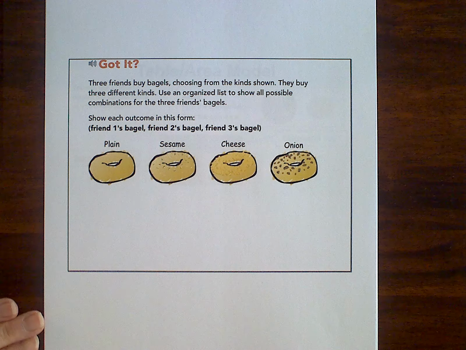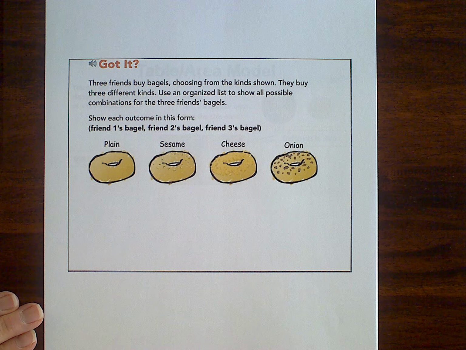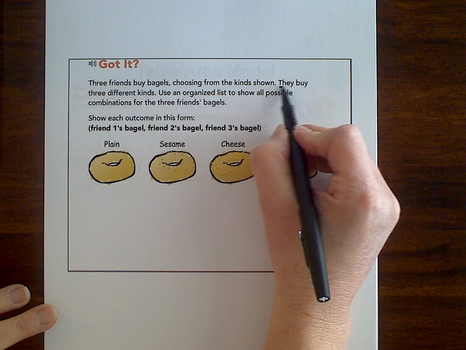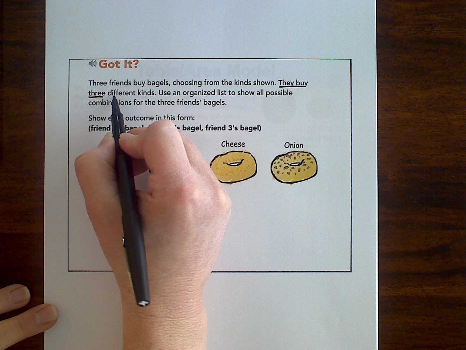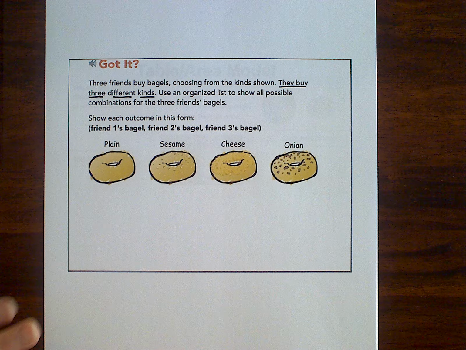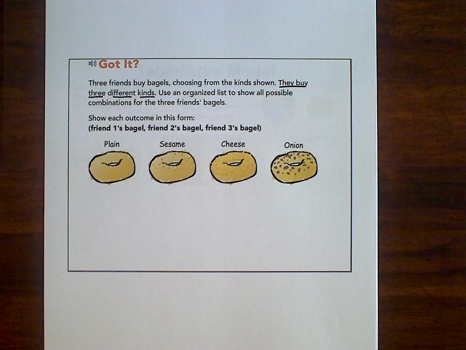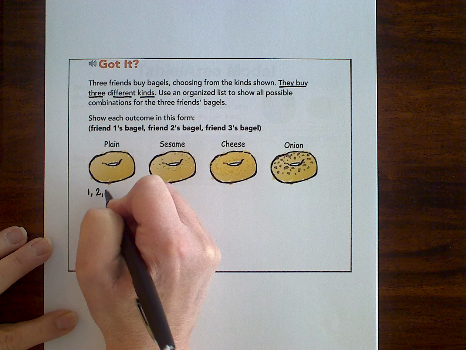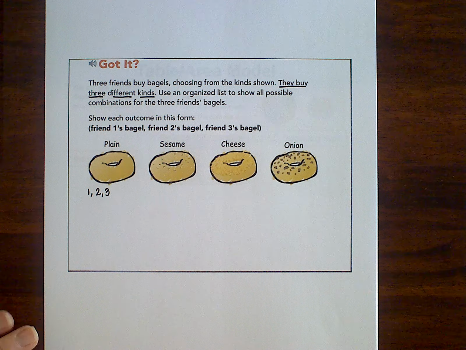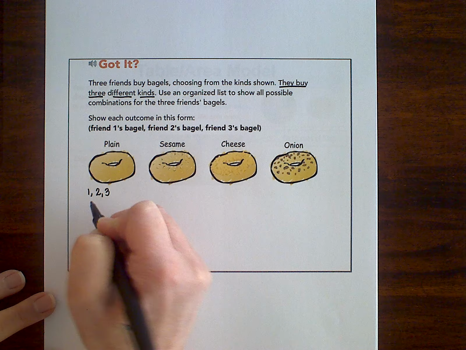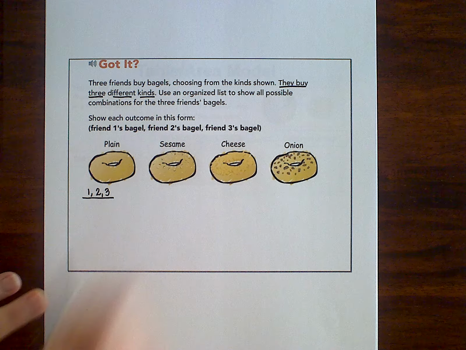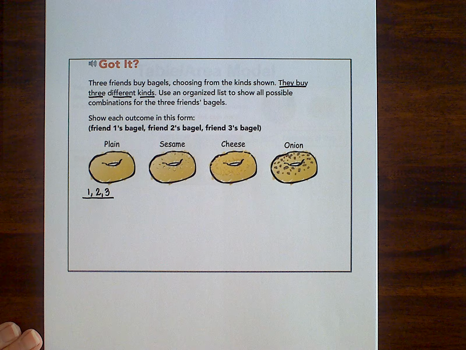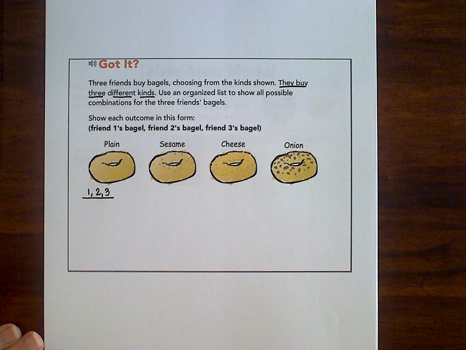So 3 friends are buying bagels and they are choosing from the kinds that are shown. They buy 3 different kinds. So you have 3 different friends: friend number 1, friend number 2, and friend number 3. And each friend is going to get a different flavor. So we have to make an organized list to show all the possible combinations that our 3 friends can get.